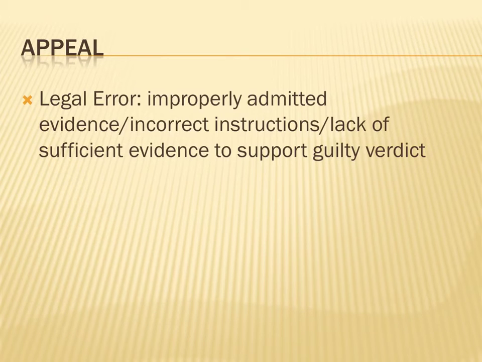There are various different grounds for appeal. One ground for appeal is legal error, that the judge improperly admitted evidence of some sort at trial. For example, if you gave a confession to the police and the police failed to read to you your Miranda rights, that confession would not be admissible since it was gotten in violation of the Constitution, and thus you would have grounds to appeal your conviction. Another type of legal error is if the judge reads incorrect jury instructions or the applicable law to the jury. And finally, a lack of sufficient evidence to support a guilty verdict.